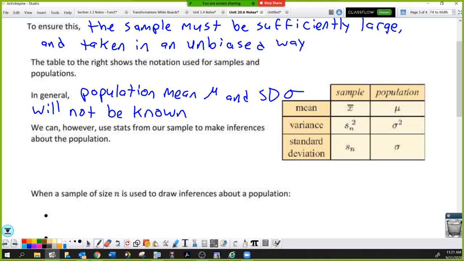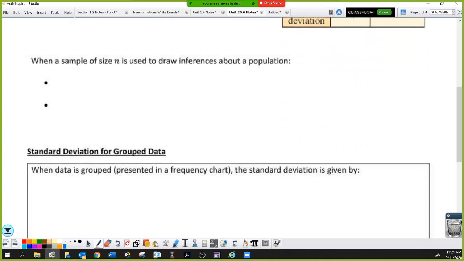When a sample of size n, and hopefully n is sufficiently large, is used to draw inferences about a population, the mean X bar is an unbiased estimate of mu.